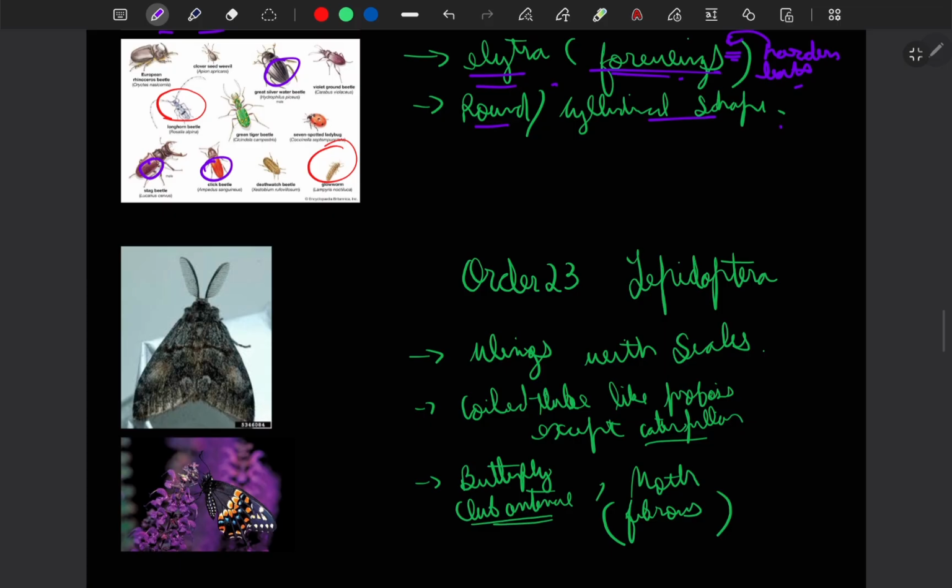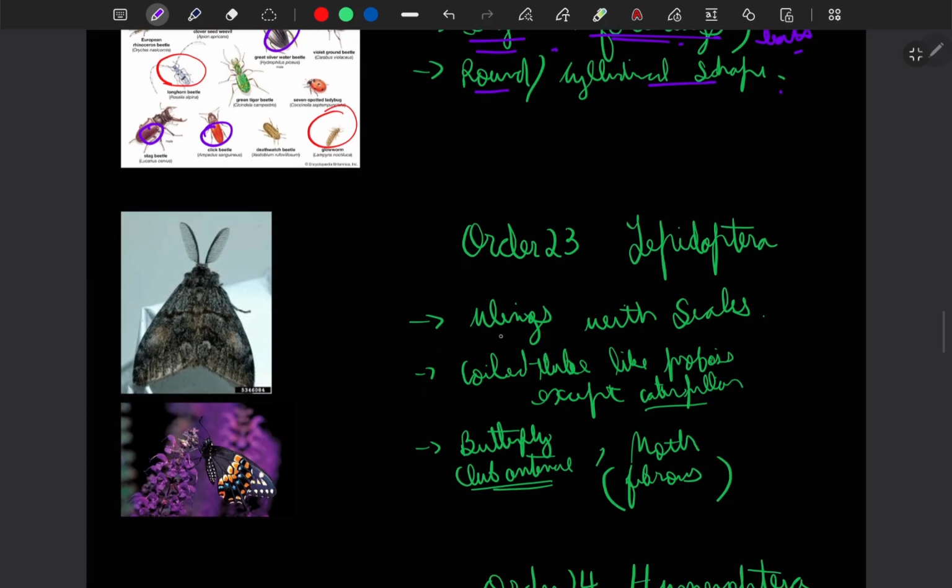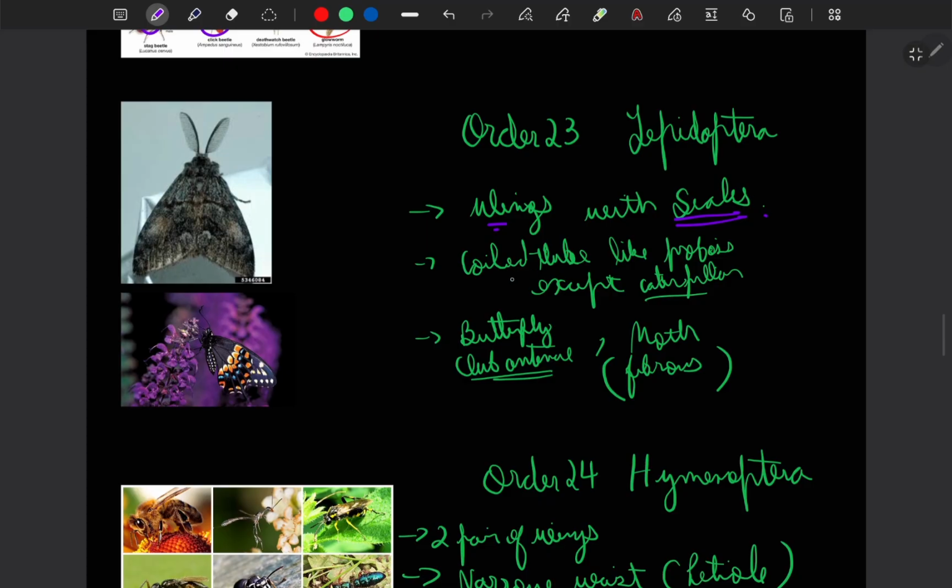Next order is Lepidoptera. Now Lepidoptera comprises wings with scales, and they have a coiled tube-like proboscis except caterpillar. Caterpillar is a developmental stage. Butterfly and moth are clear examples here. You can clearly see the scaly wings and their characteristic, the club-shaped antennae of butterfly and the fibrous moth antennae.